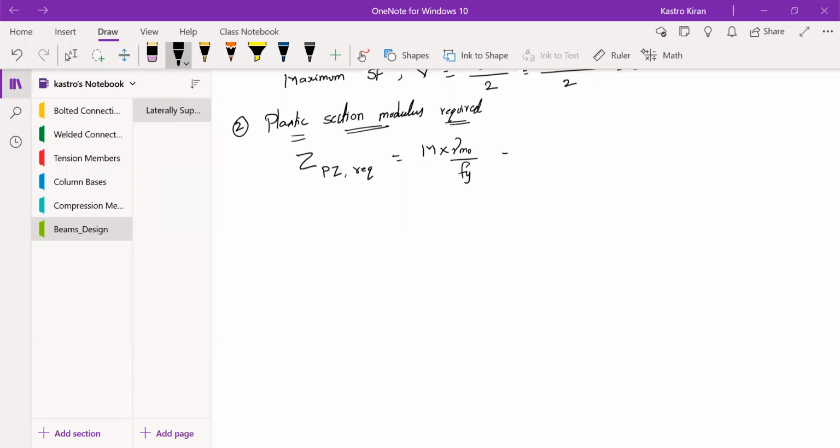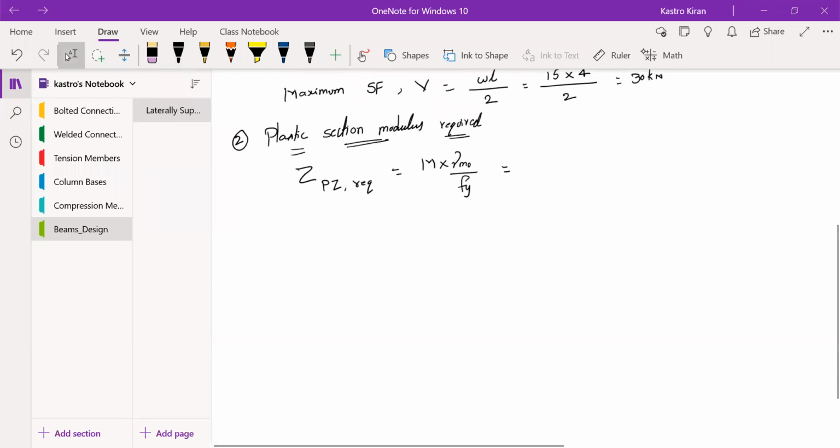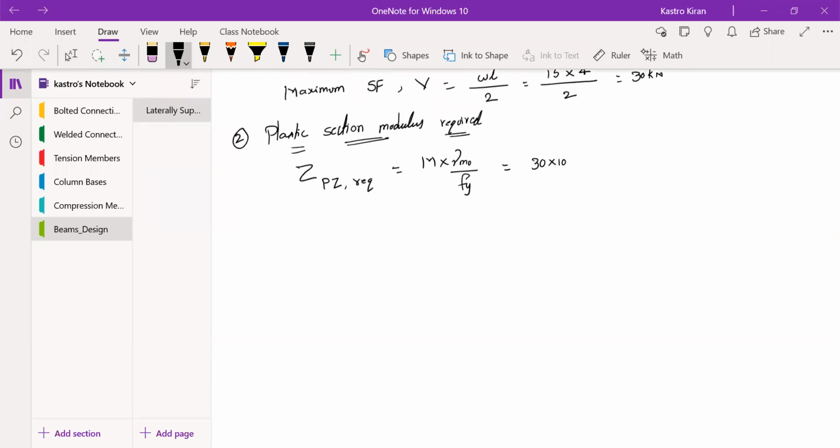So what is the M value? It is the maximum bending moment, which is 30 kilonewton meter. So I'm converting that into Newton mm. So 30 into 10 power 6 into gamma M naught, which is 1.1, which I have said in the previous class, and the value of Fy is 250. So you have got the value of ZPZ required as 132 into 10 cube mm cube. Okay, so this is the value of ZPZ required.